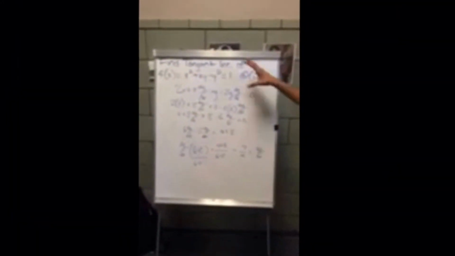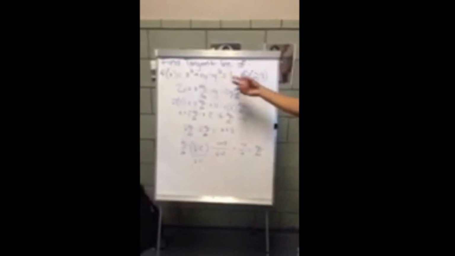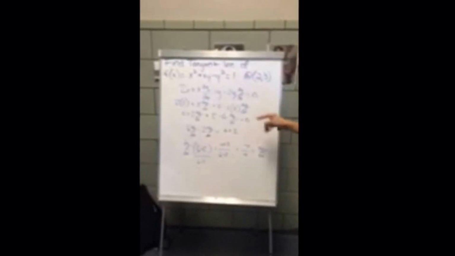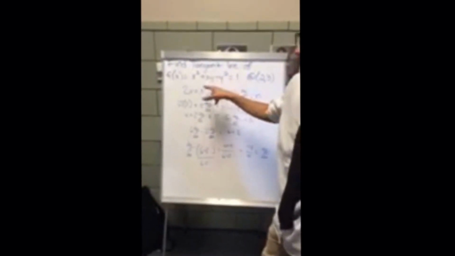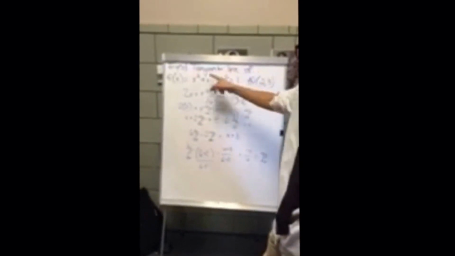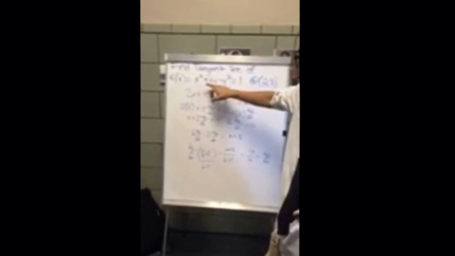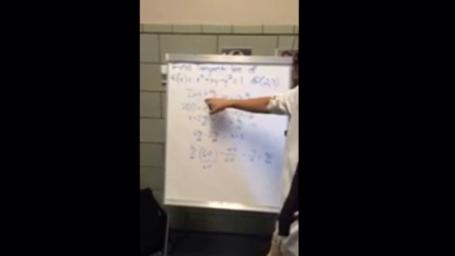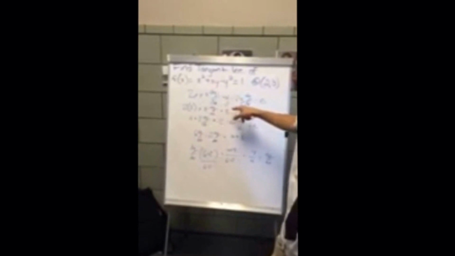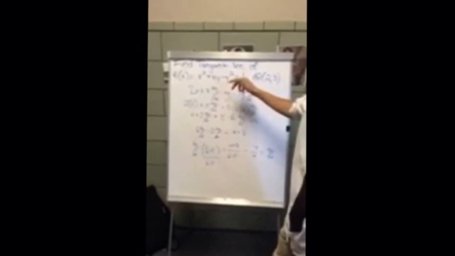Alright, so right here he found the slope of the equation. What he did first was find the derivative, which is: here you do the power rule and you get 2x, and here you have to do the product rule because it's xy, and you get x dy/dx plus y.